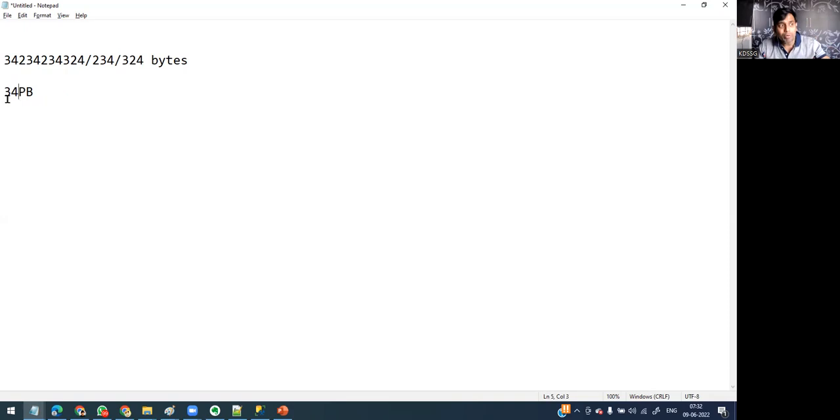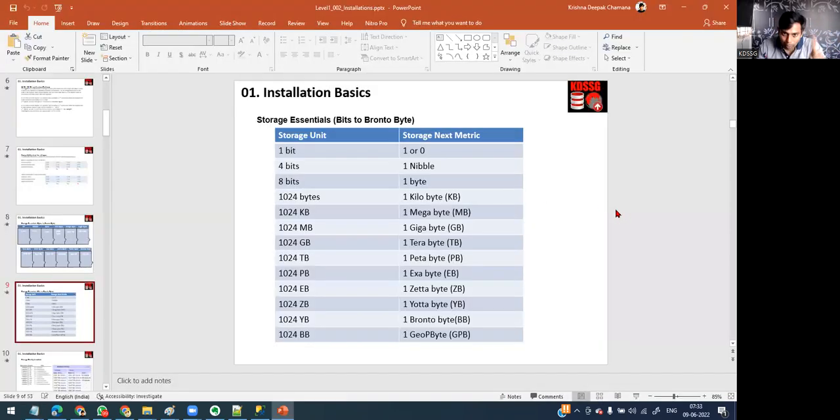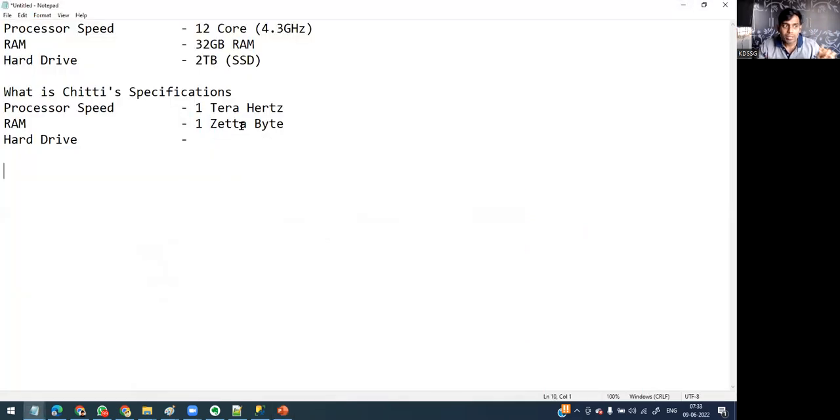So whenever you have numbers like this, please remove 3-3 numbers. By the way, this is not an exact number, but an approximate number. So approximately 34 petabytes is the size. Please be comfortable with this conversion. It's important. Bytes, kilobytes, megabytes, gigabytes, terabytes, petabytes, exabytes, zettabytes; yotta is not even required, sir. Okay, so clear?